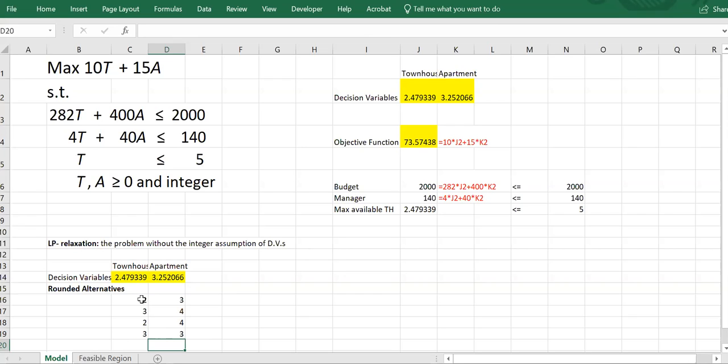And let's see which one of these 4 are going to be feasible and what is going to be our objective function. So I'm going to put townhouse and apartments here, and then we check to see if they are feasible and what is the cash flow.